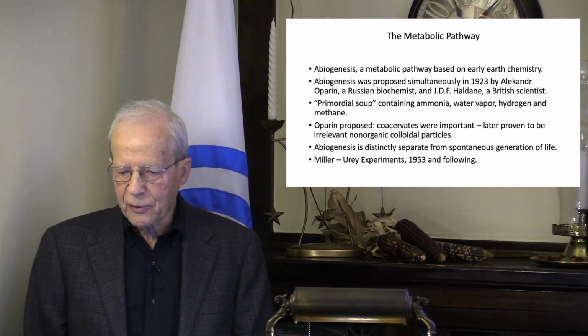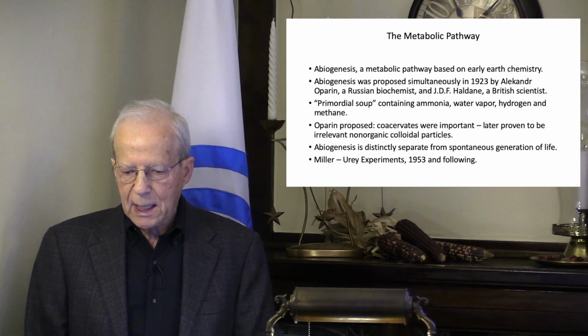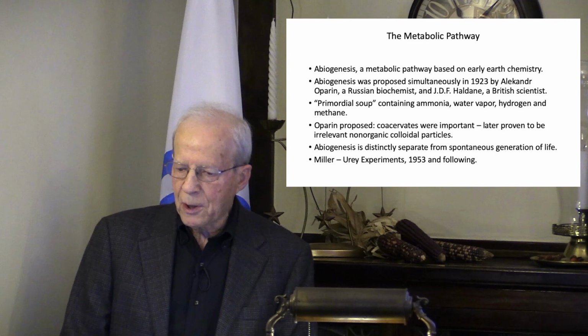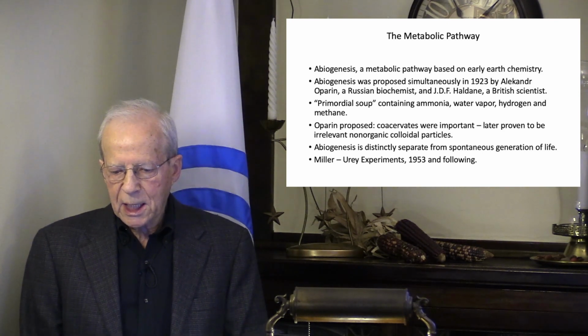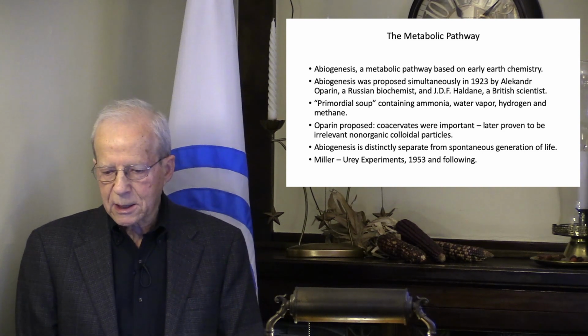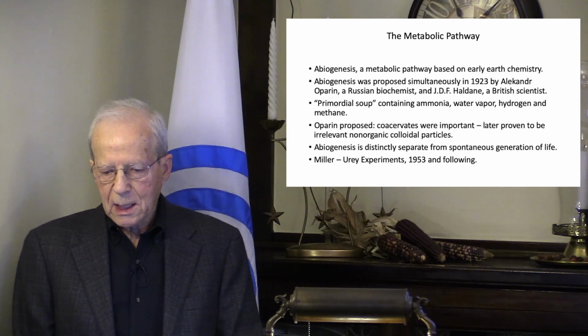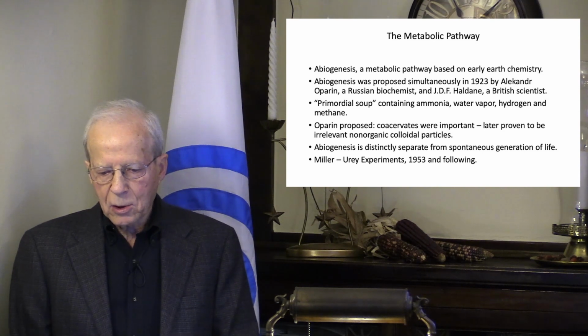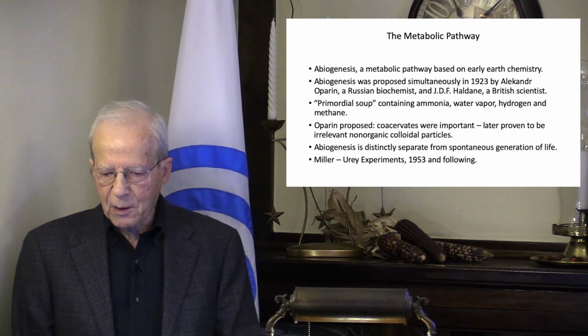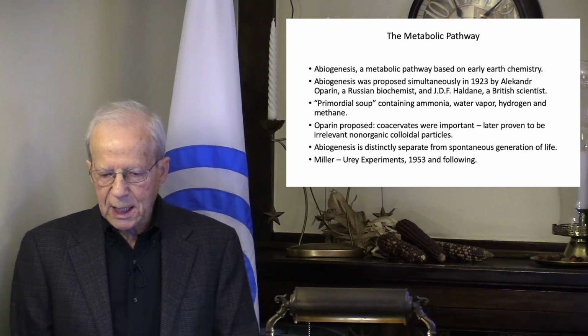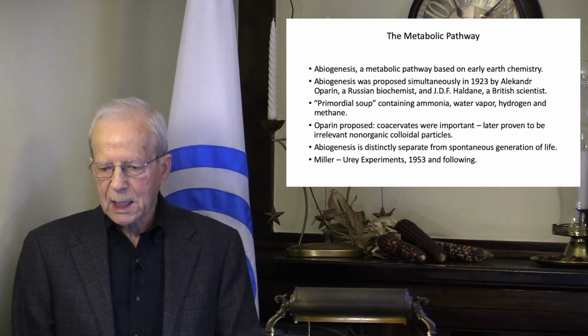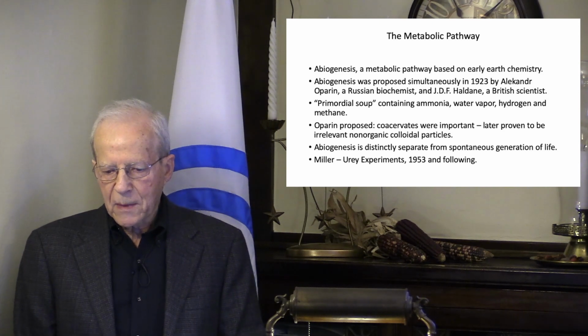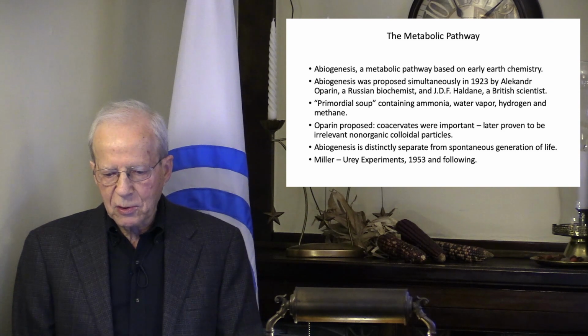The first was put forth in 1923 independently and simultaneously by Alexander Oparin, a Russian biochemist, and J.B.S. Haldane, a British scientist. Their concept became known as abiogenesis, in which they proposed that conditions present on early Earth could have been conducive to spontaneous formation of organic compounds based on simple chemistry. They postulated that water vapor, hydrogen, and methane were present on early Earth in what was generally referred to as primordial soup.